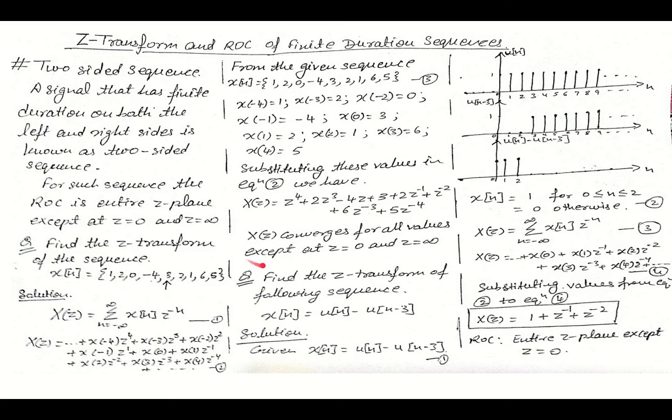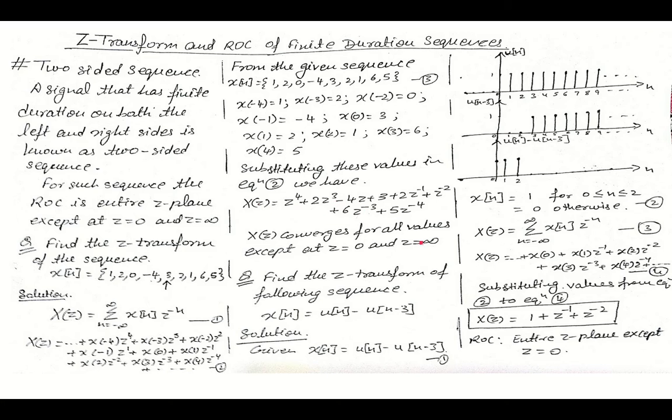Now this X(z) converges for all values except at z equal to 0 and z equal to infinity. Why does it converge for all values except z equal to 0 and z equal to infinity? Because if I put z equal to 0 over here, then these values on the left of x[0] will be basically 0, but on the right they will have a value of infinity, so that ultimately this X(z) will become infinity.